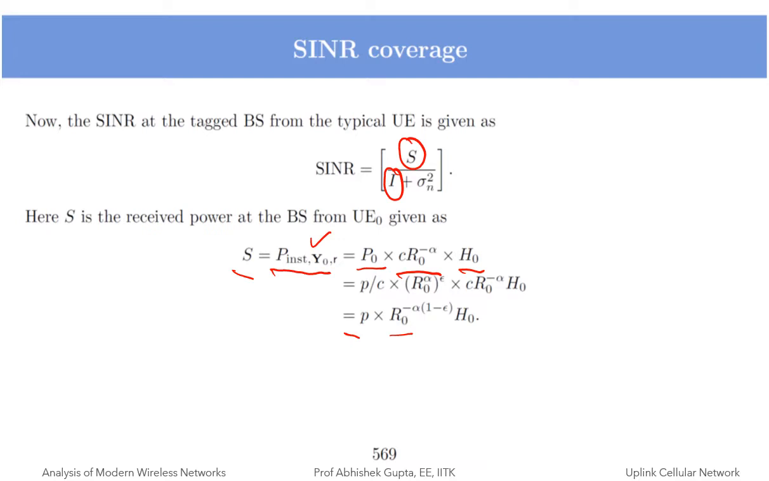Okay, you can see if epsilon is 1, you just get P into H0. So the transmit power P, which we wanted, multiplied by a fading. And if epsilon is 0, then you get the same serving power without any power control.